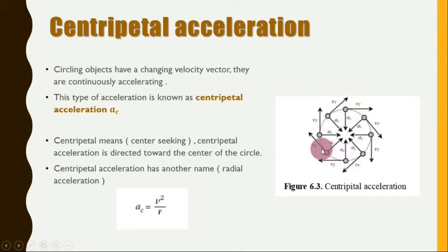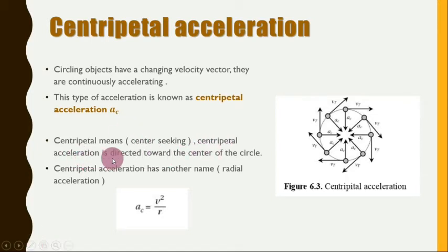Okay? Circling objects have a changing velocity vector. They are continuously accelerating. This type of acceleration is known as centripetal acceleration. Look, girls, in circular motion, the terms are not the same as before. So velocity, we call it tangential velocity. Acceleration, we call it centripetal acceleration. Okay? Centripetal means center seeking.